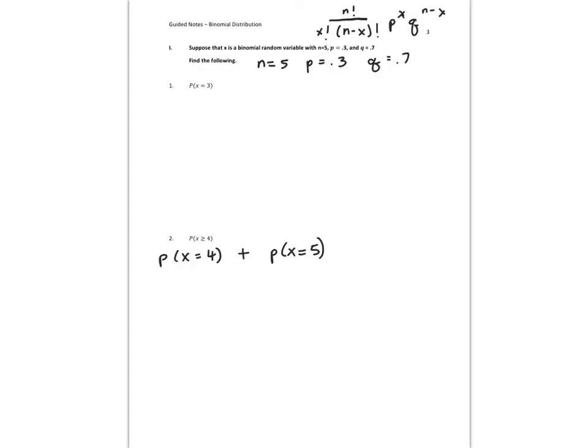So this is just practice. Let's find the probability that x equals 3, and I'm given these values. So substitute those values into your formula. That will be 5 factorial divided by 3 factorial times 5 minus 3 factorial, times p, which is 0.3, raised to the x, where x is 3, times q, which is 0.7, 1 minus p, raised to n minus x, 5 minus 3, which is 2.